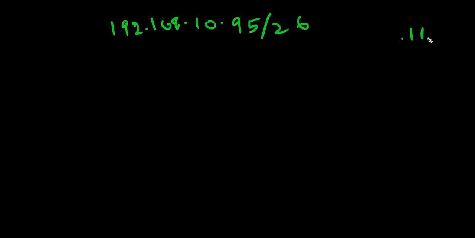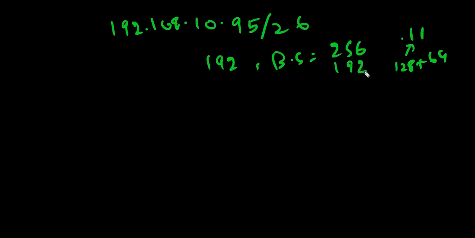In the fourth octet, there is 128, right? And 64. So what will be the subnet mask? 128 plus 64, that means 192. Find the block size. Block size will be 256 minus 192. What will be the value you get over here? You are getting 64, right?